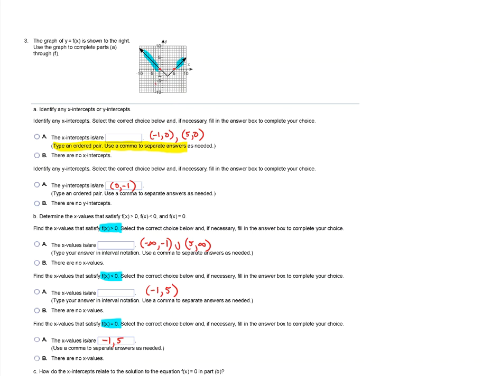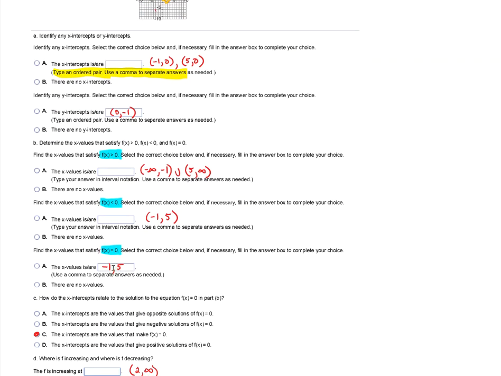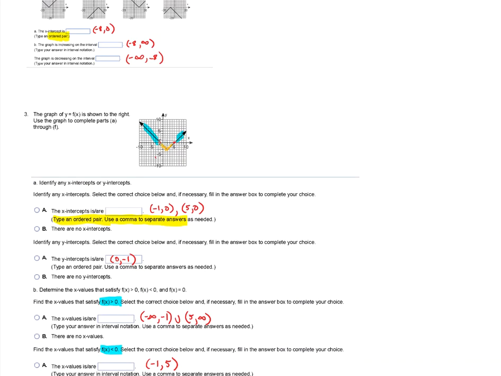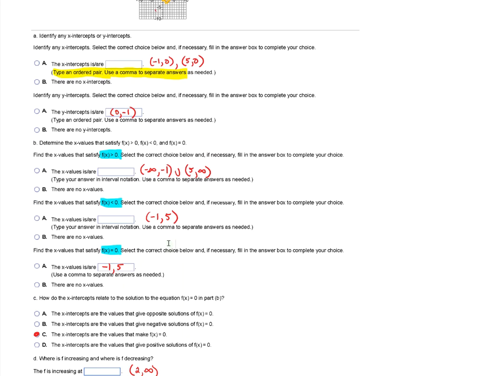Now, where is it less than 0? That's here from negative 1 over to 5. Negative 1, so this piece here. All right. And then where is it equal to 0? The x values, so that's at negative 1 and at 5. And that's just two separate numbers, no parentheses.